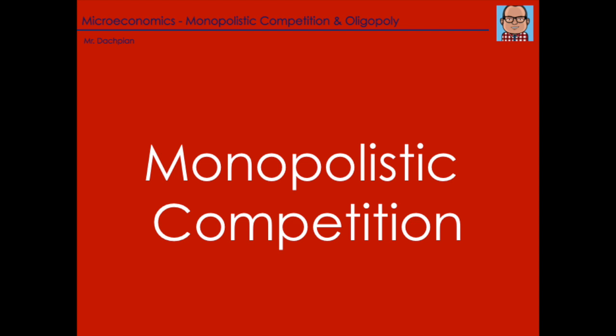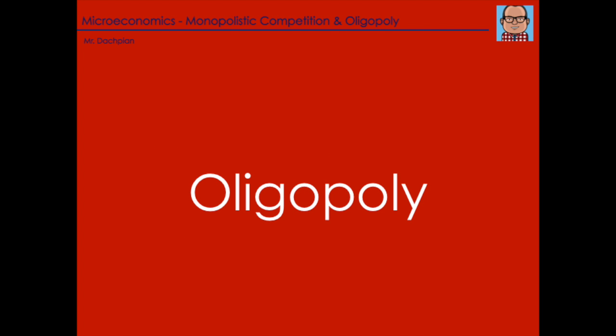Monopolistic competition is a market structure characterized by many firms selling differentiated products in an industry in which there is free entry and exit. An oligopoly is a market structure characterized by a few firms selling the same product with limited entry of other firms.